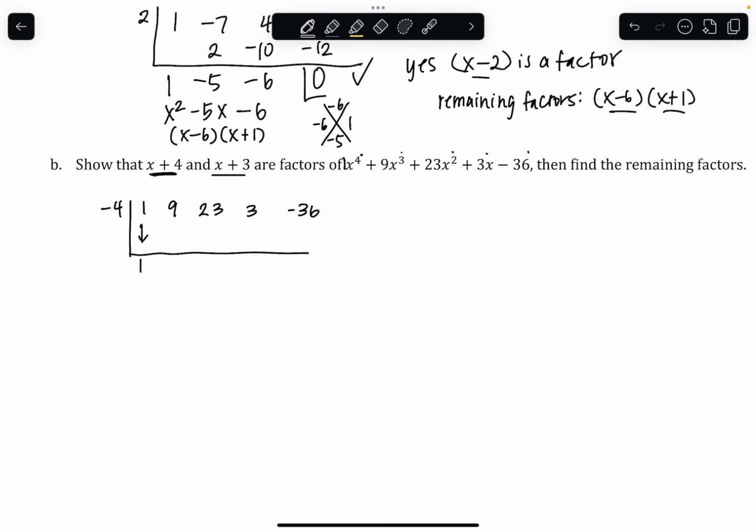Bring down the 1. 1 times negative 4 is negative 4. Add, we get 5. Multiply, negative 20. Add, we get 3. Multiply, we get negative 12. Add, we get negative 9. Multiply, we get 36. And then 0. So therefore, these three dots mean therefore, x plus 4 is a factor because the remainder is 0.